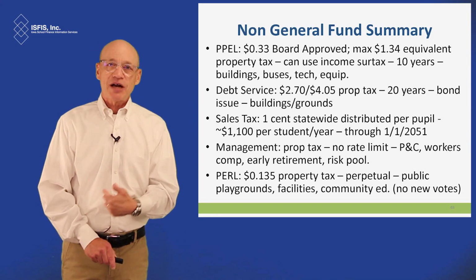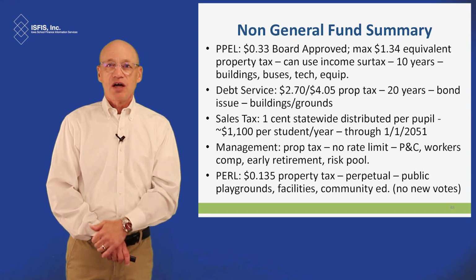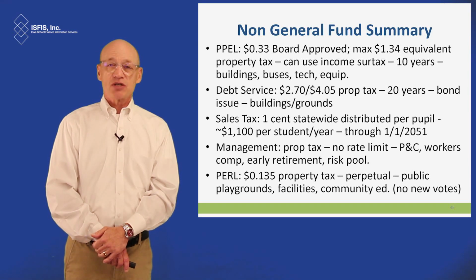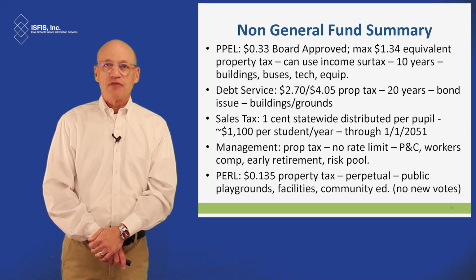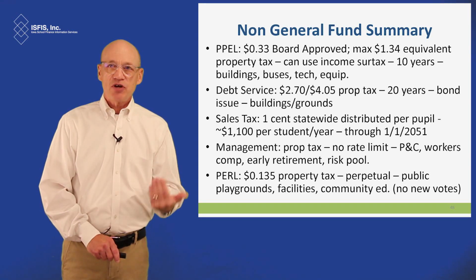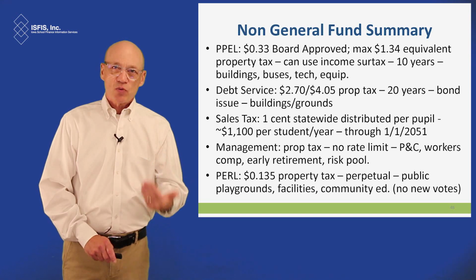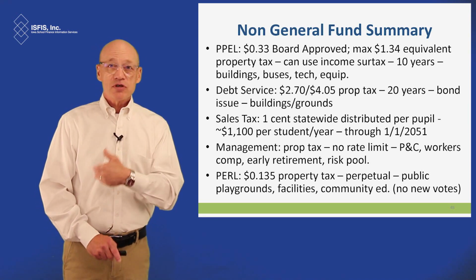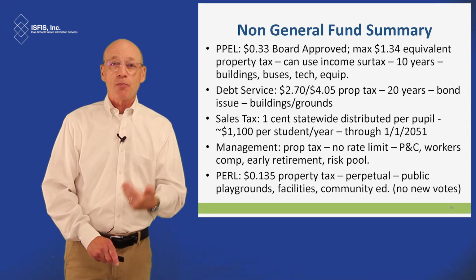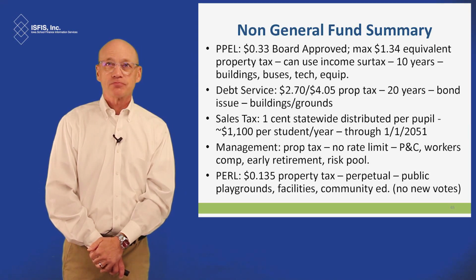Last levy we're going to talk about is a levy that's been recently sunset, the Public Education and Recreation Levy, or PERL. It's a 13.5 cents per thousand property tax levy for public playgrounds, facilities, and community ed. Now, the legislature recently took the action of prohibiting any new votes on this, but for those about 30 districts that have an existing PERL, they're allowed to keep it.